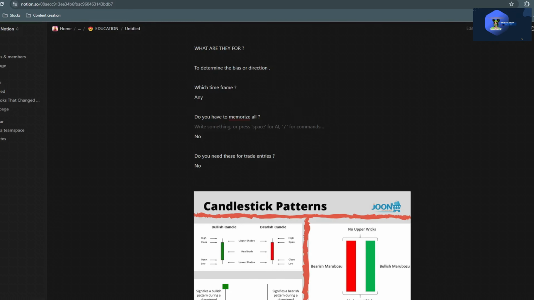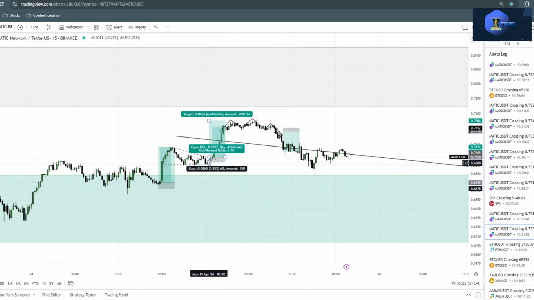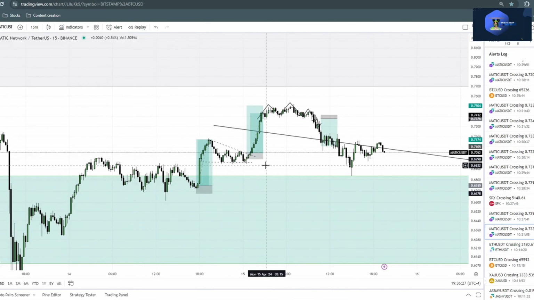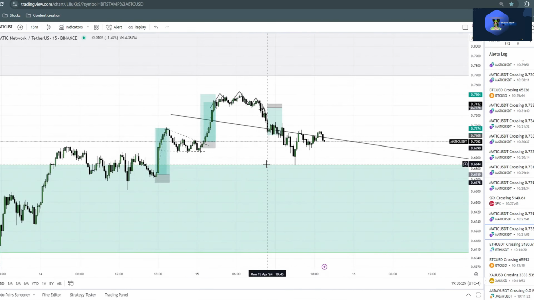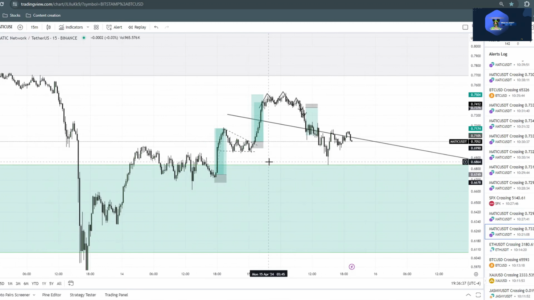Just go to your chart and try to identify as many reversal and as many continuation patterns as you can. That is your homework. Okay, so the more you see on the chart, the more you get familiar with. Try to identify like 10 to 20 continuation and reversal patterns on your chart. That is your homework for the next session.